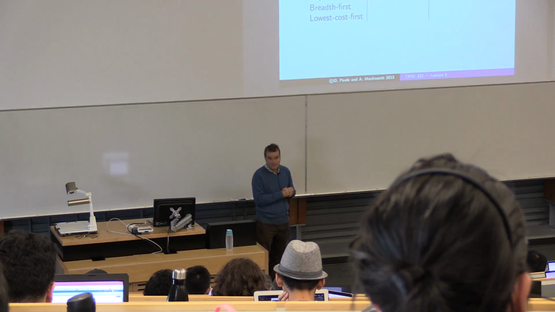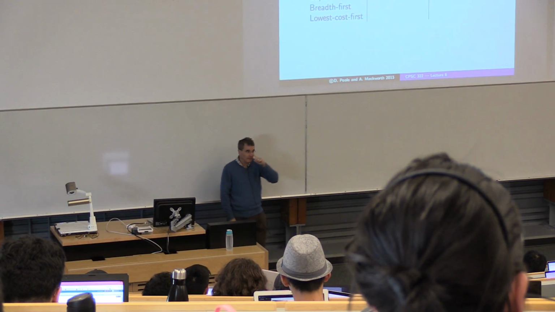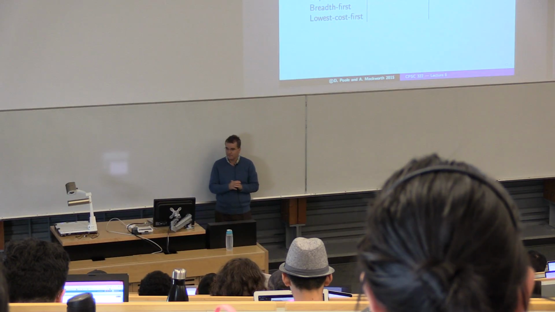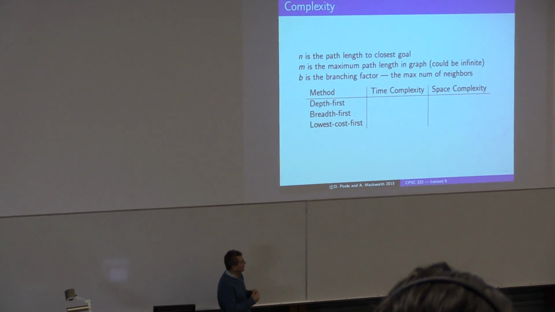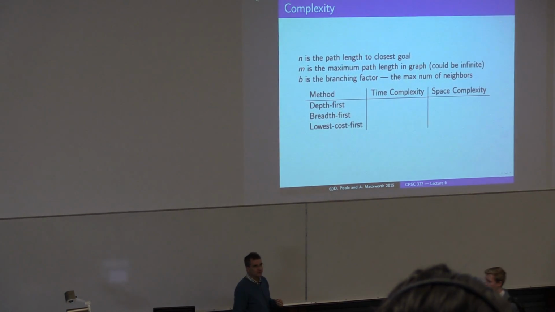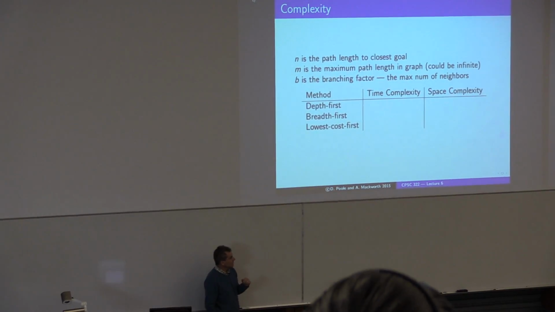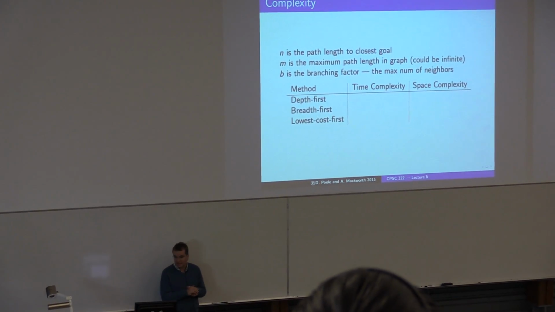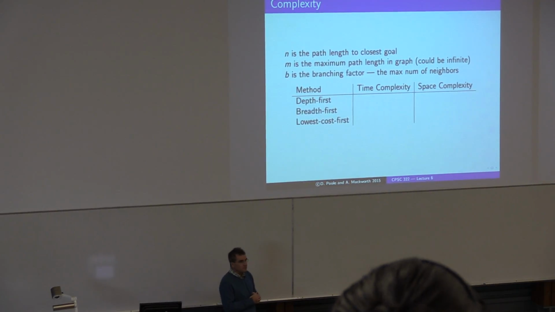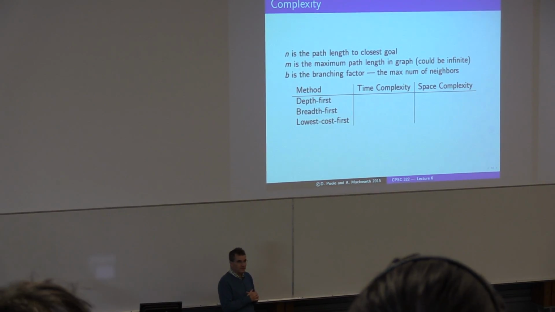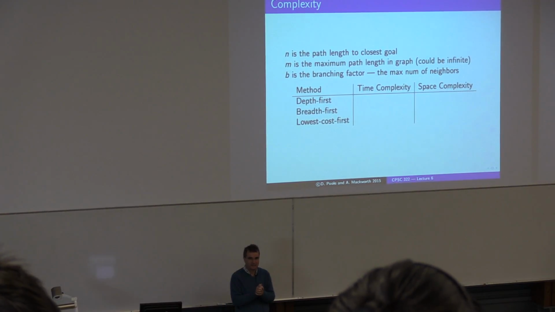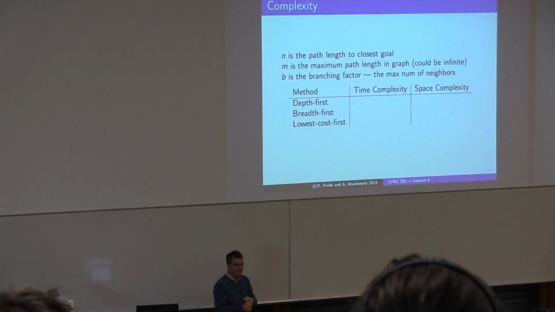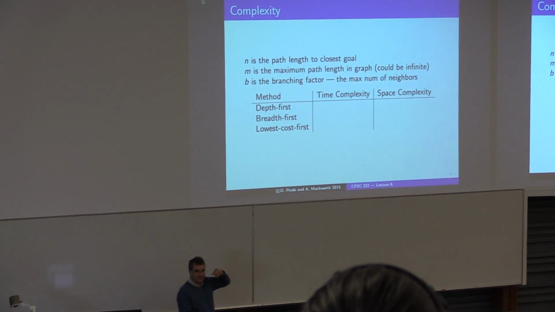And so here is what people were asking questions about on Piazza and other questions I've had. So if n is the path length to the closest goal, and m is the maximum path length in a graph, which in this case could be infinite, and b is the branching factor, which is the maximum number of neighbors. So which parameters does the complexity of breadth-first search depend on? The worst case complexity. Which of those three numbers does it depend on?